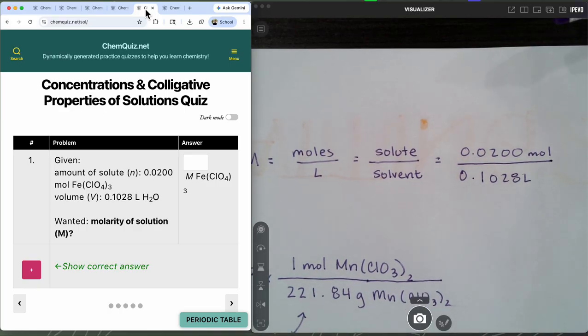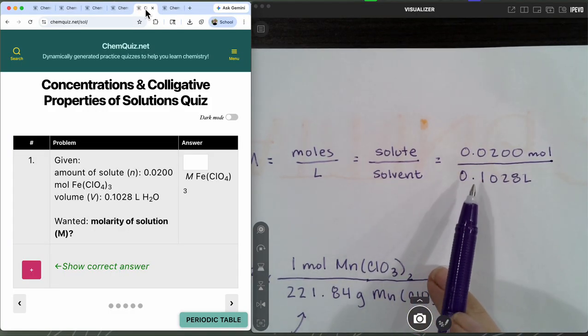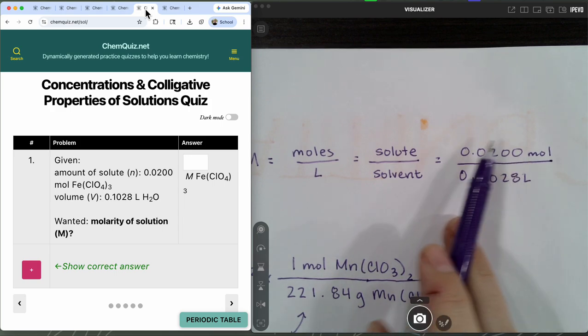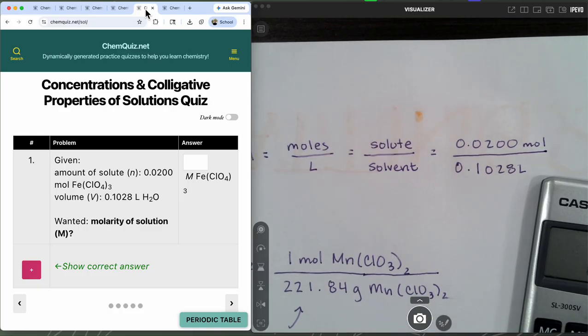Now, I could be mean. I could give you grams instead and you would have to convert to moles. Or I could give you milliliters and you'd have to convert to liters. But that's really all I can do. It's just moles over liters. You get it to moles over liters, and after that, it's just, can you plug it in the calculator?